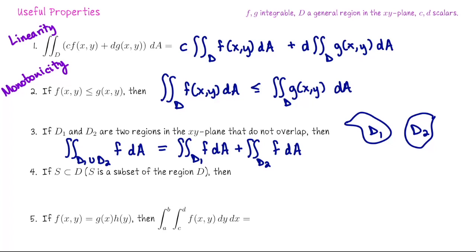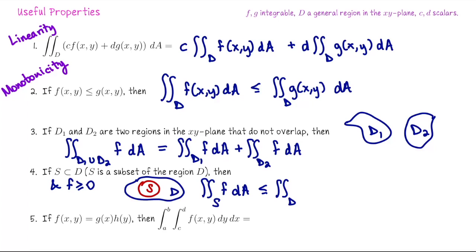For the fourth property, I need to add a hypothesis that f is greater than or equal to 0. Here, if S is a subset of the region D, which we can picture like this, then the double integral of f, a non-negative function, over S is less than or equal to the double integral of f over D because we're going to be enclosing less volume.